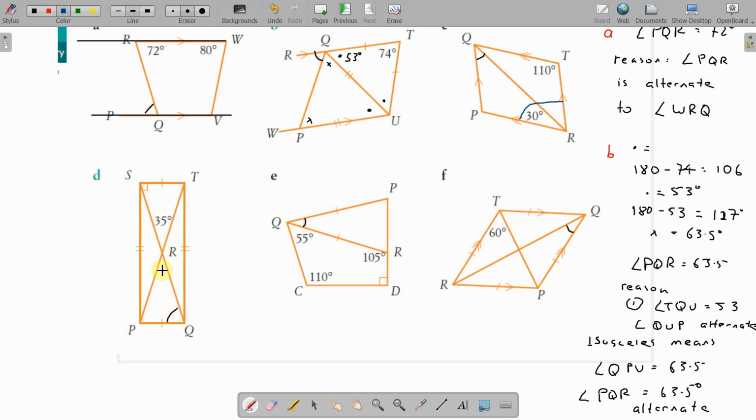PQR, this one here. We've got 35 degrees, which makes that opposite, 35. And then we've got these two sides here, which are the same. So 180 minus 35 split between these two will give you that one. Another isosceles triangle there. And this one here, we've got a rhombus. So we've got opposite angles equal, and so we can work out that one from there. So there we go. Thank you.